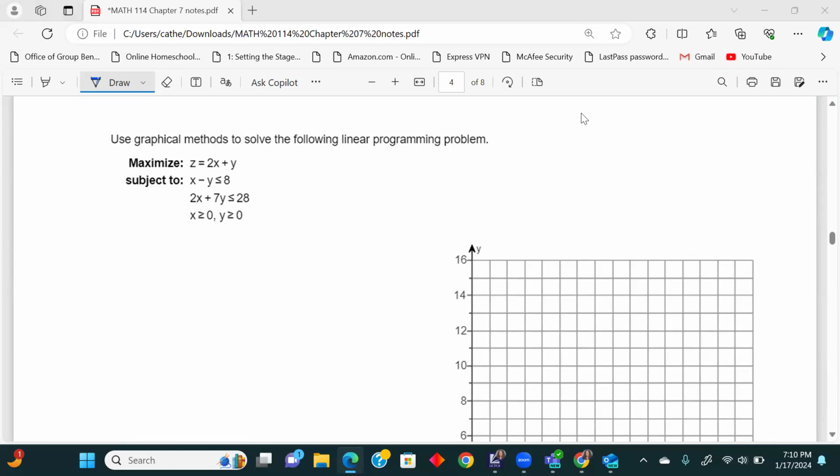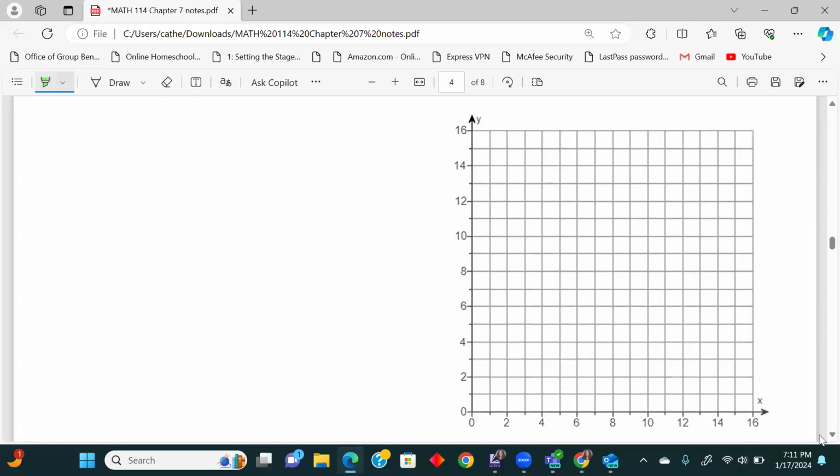All right, so this one's similar, but we're going to maximize instead of minimize. Again, we also have x is greater than 0, y is greater than 0. Basically, that's just restricting us. Everything's going to be in this quadrant. We do need to draw those lines again. So x equals 0 is just your y-axis. And then y equal to 0, or greater than 0, is your x-axis. Those two are pretty straightforward.